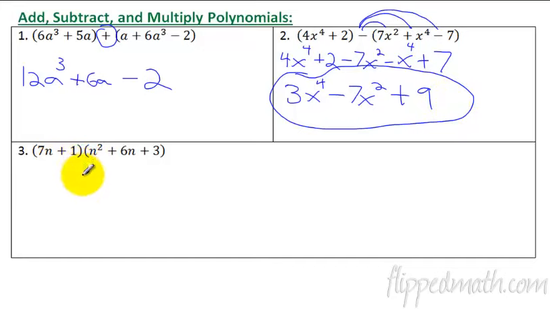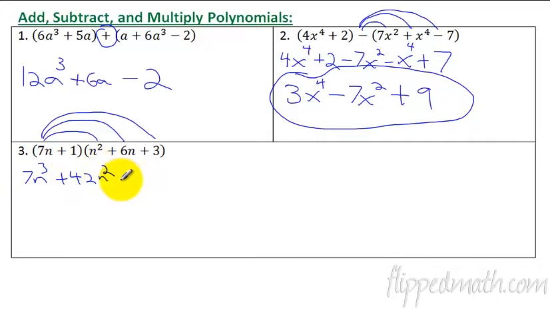All right, next one. Now we will multiply. The big thing with multiplying is just try to have some nice methodical manner of distributing. So you take the first term and you distribute to all three. So let's do that first. 7n times n squared is going to be 7n cubed. The next one will be a 42n squared, and then the last part here will be plus 21n.